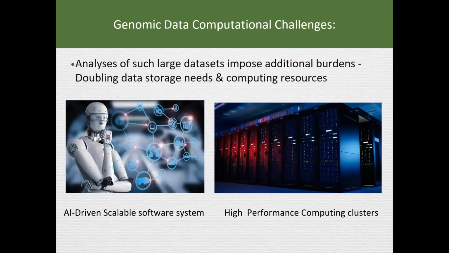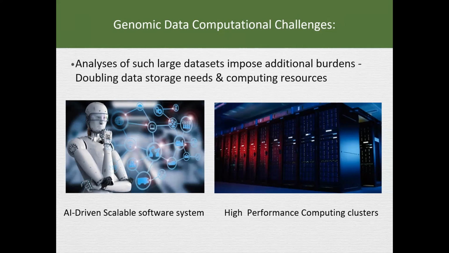The last challenge with genomic data I'll be talking about is computational challenges. Genomic data analysis of such large data sets comes with additional burdens. They call for doubling data storage needs and high-end computing resources. For example, a de novo assembly of a single 3 GB genome can take up to 3,600 hours of CPU time and use up 870 GB of RAM, which is really large.